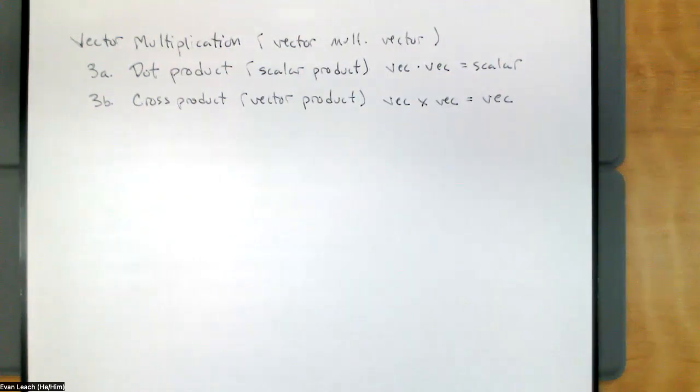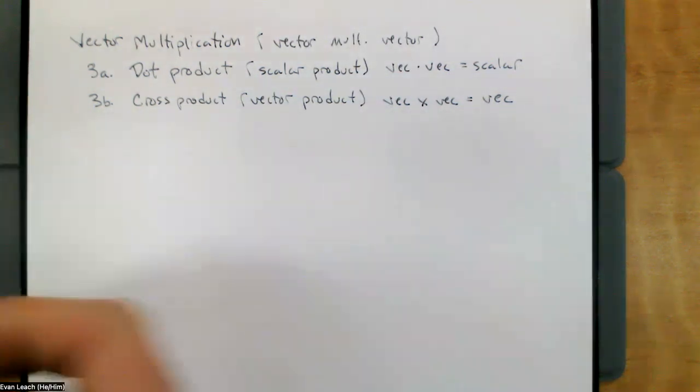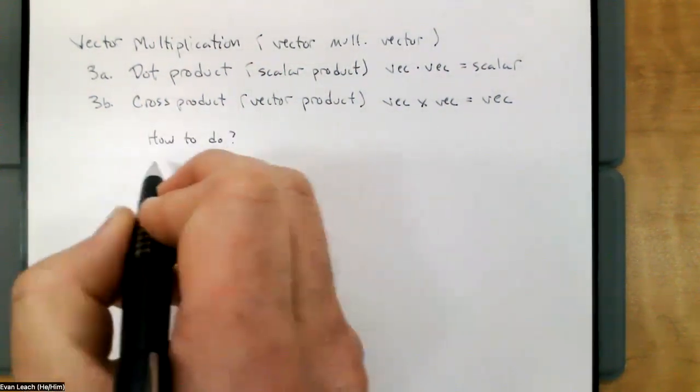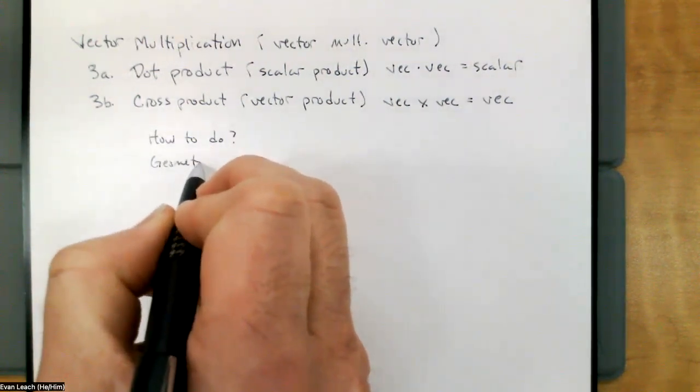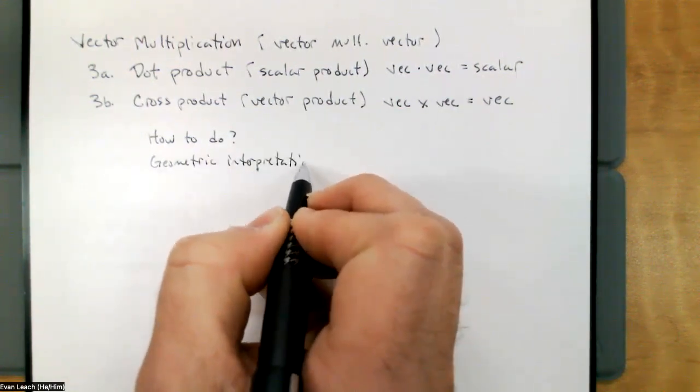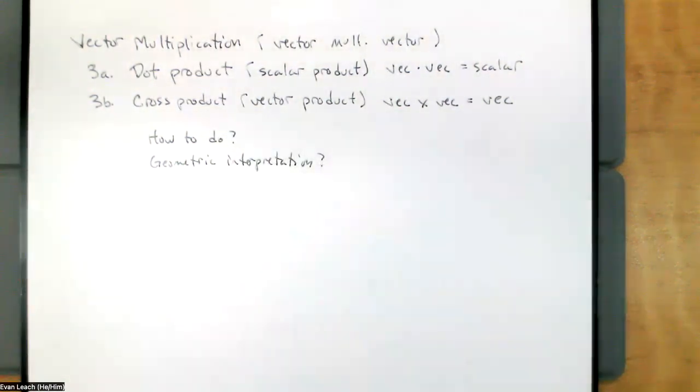Two kinds of multiplication for vectors, the dot product and the cross product. And just like before, there are two things we need to know about each of these operations: how to do them and what they represent. So we got four things to talk about over the next couple of days. Any questions? Okay.